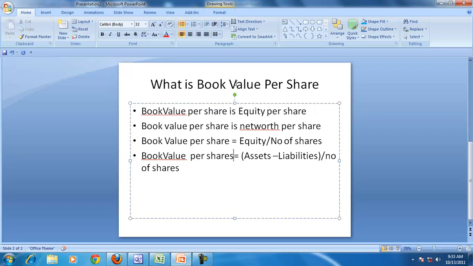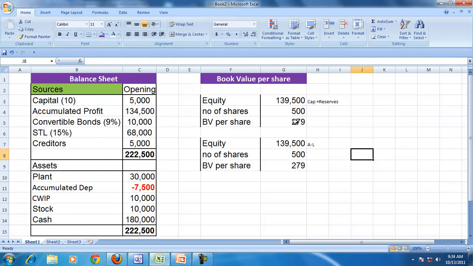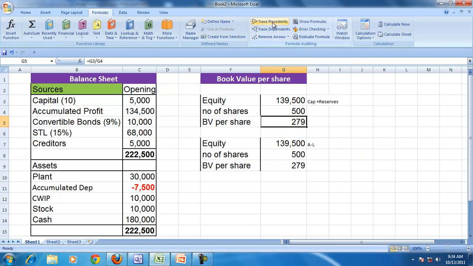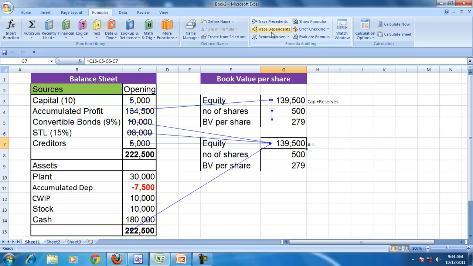So book value per share is the equity per share, and equity per share is calculated by dividing the equity, which is capital plus reserves, or equity can be calculated as assets minus liabilities.